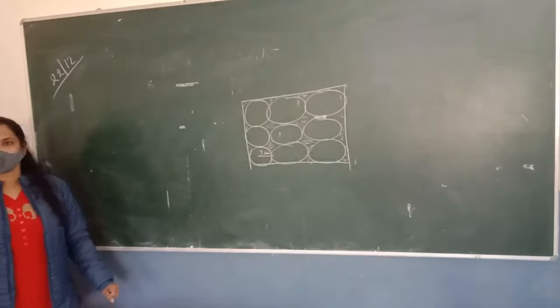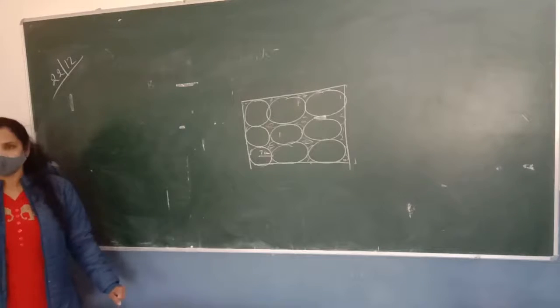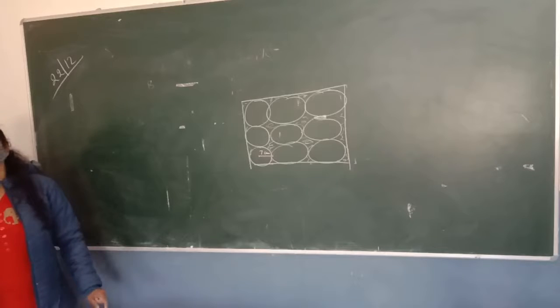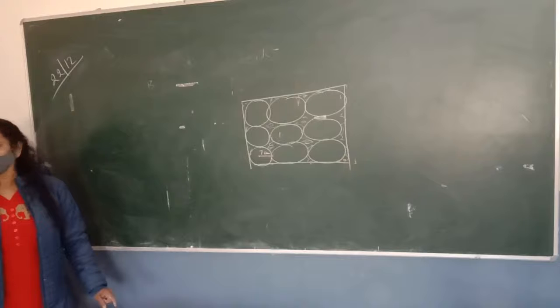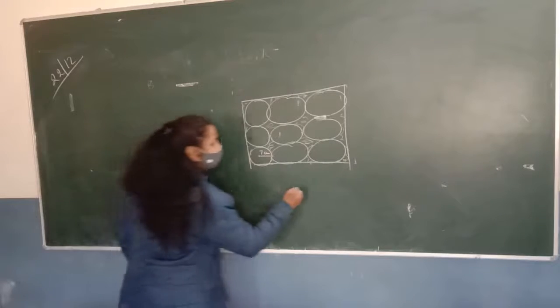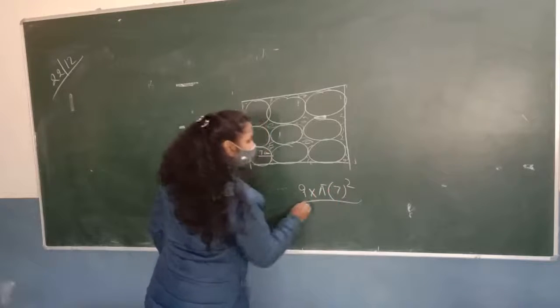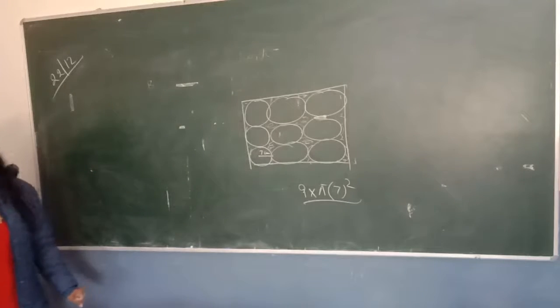First we will find the area of a circle that is pi r square. Yes, we can find the area of the circle by using the formula pi r square, where the radius of the circle is 7 centimeter. Then it's 9 circles, into 9. We can find the area of the 9 circles by multiplying by 9. I'm writing here 9 into pi r square. This is the area of the 9 circles. Again, Priyanshu. Subtracted by the area of the square.